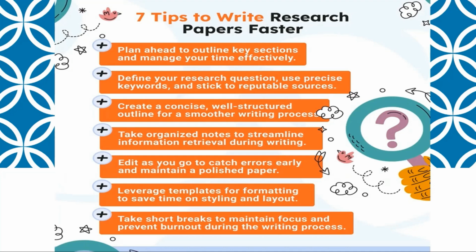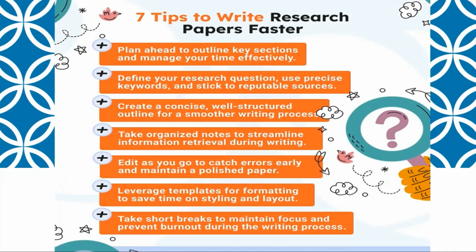Then create a concise, well structured outline for a smoother writing process. You have to use very simple English, and it must be very clear without any grammatical mistakes. Thereafter, take organized notes to streamline information during the writing. Means when you go for writing a research paper, you have to make it like a story form: first one, second one, third, fourth, fifth, sixth one, and so on.